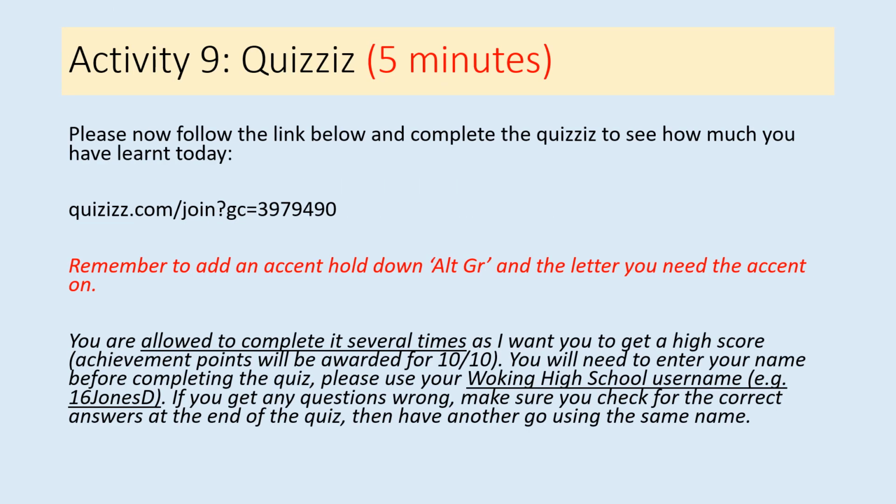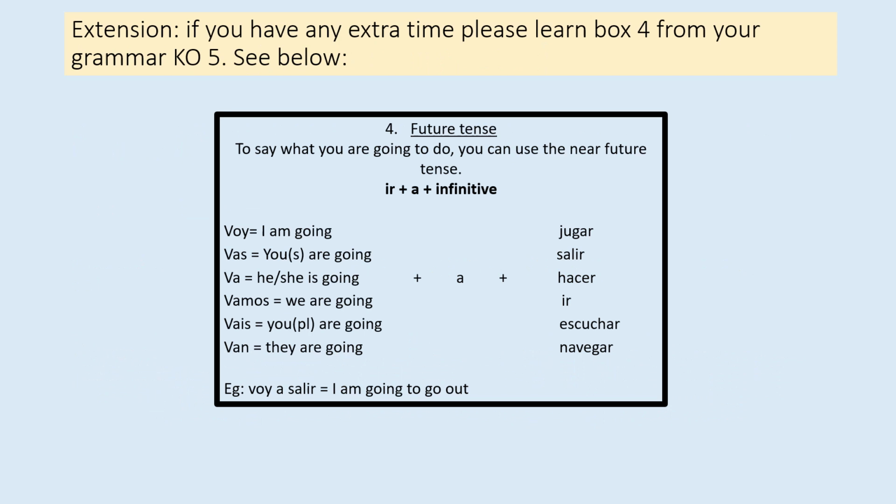Okay, for the last couple of the lessons now, let's see how much you've learnt. You're going to follow the link below to your quizzes for today. Just remember, if you need to add an accent, you can hold down the Alt-Gr button on your laptop or computer, and then you press the letter that you need the accent on. Okay, good luck. And if you have any time left over at all, please learn box 4 from your grammar knowledge organizer. See below.